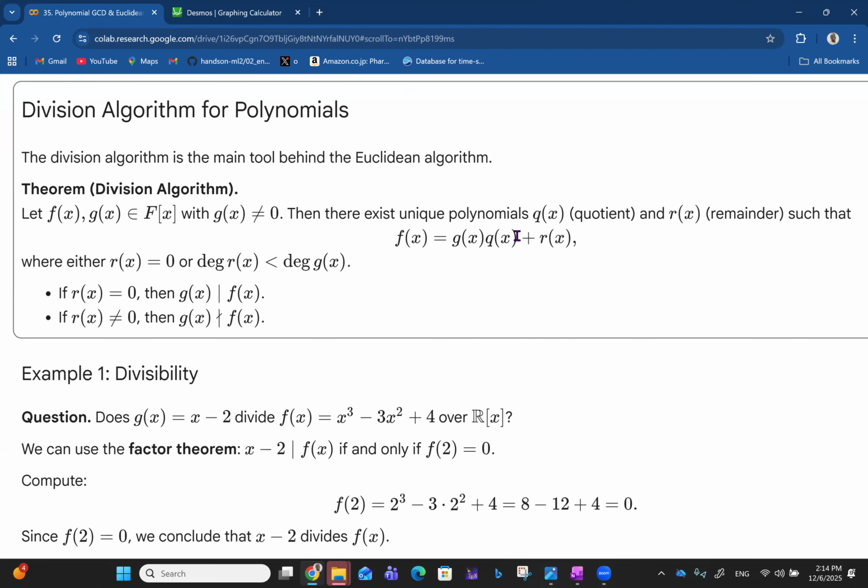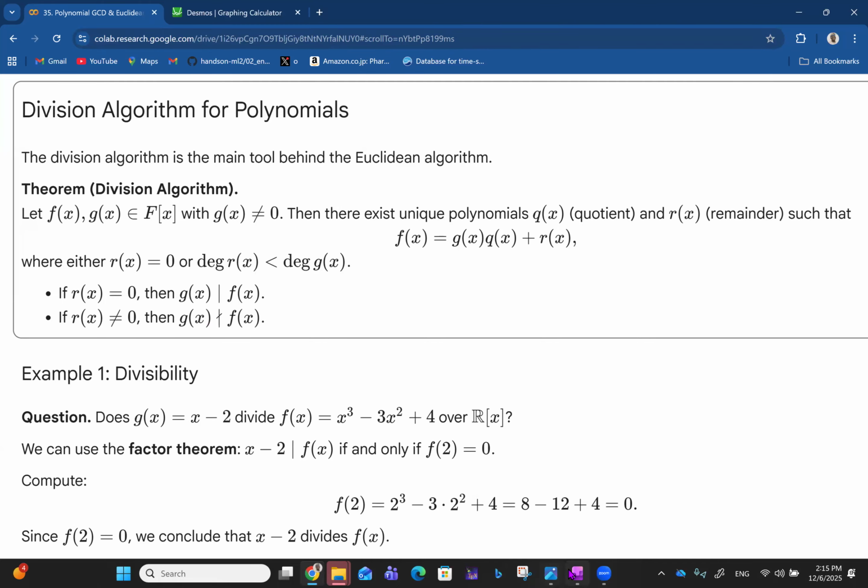where either r of x is 0. If r of x is 0, that's when we say that g perfectly divides f, because there's no remainder. Or we say that the degree of r of x is less than the degree of g of x. If r of x is 0, then g of x divides f of x. If r of x is not equal to 0, then g of x does not divide f of x.